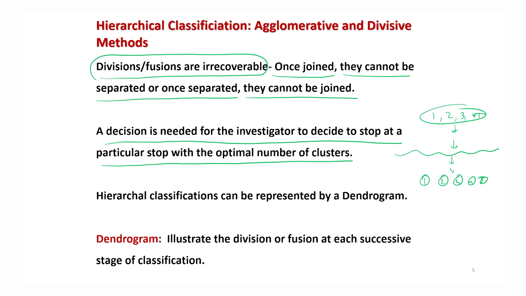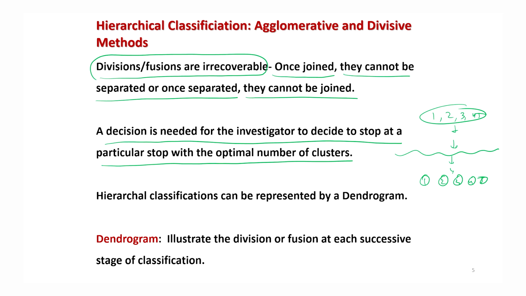Now somewhere the investigator has to stop, because having only one unit in one cluster is not advisable. Then why should you do the clustering? You want to make the groups homogeneous, or you want to make the clusters homogeneous. So that is why there are ways to find such an optimal number of clusters, which we are going to discuss.